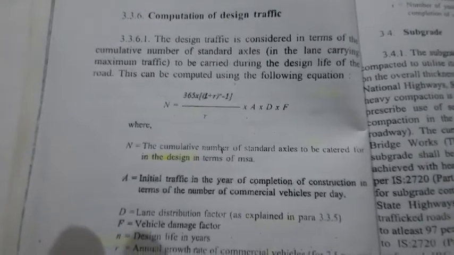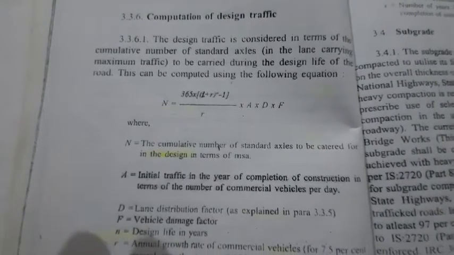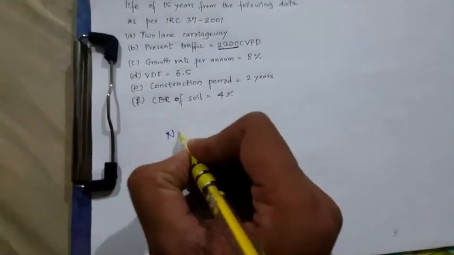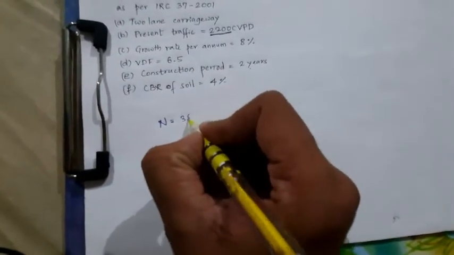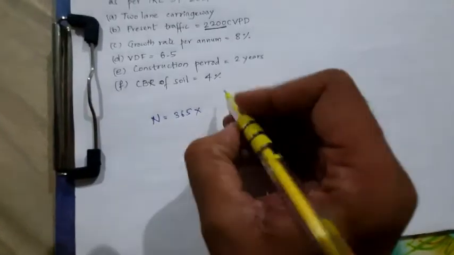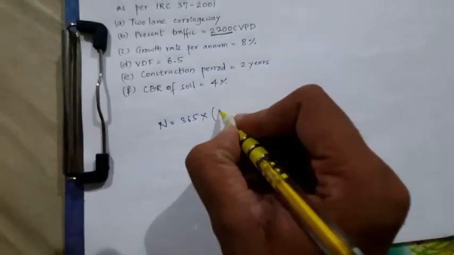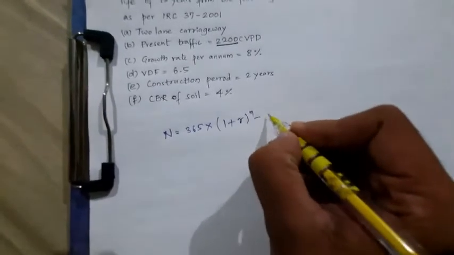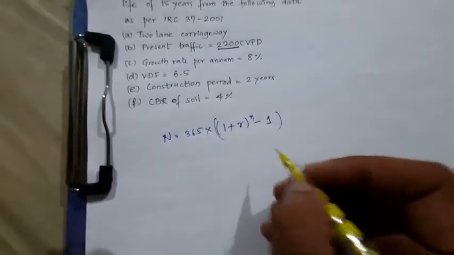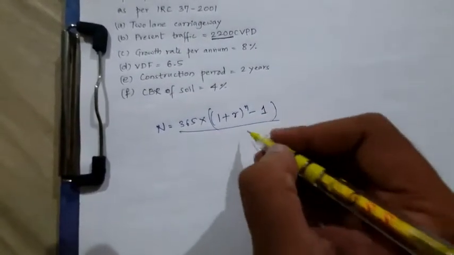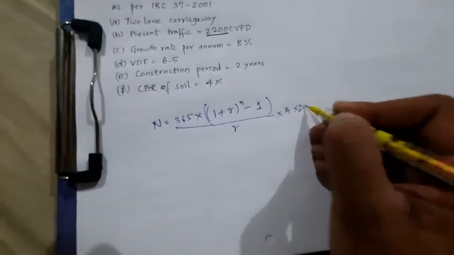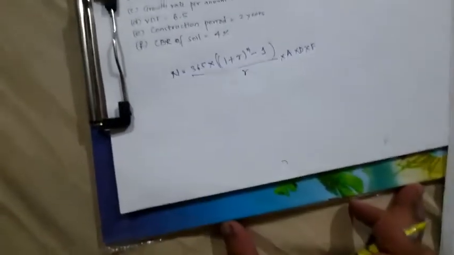Computing the design traffic: N is equal to 365 into ((1 plus r) raised to n minus 1) divided by r, into A into D into F. Clear?